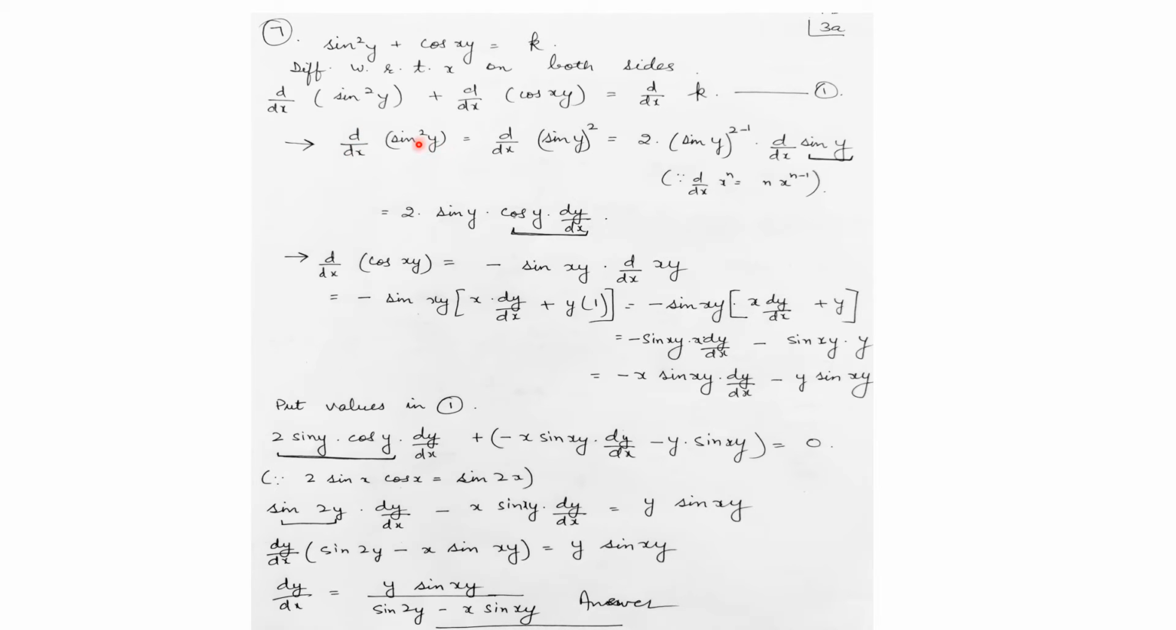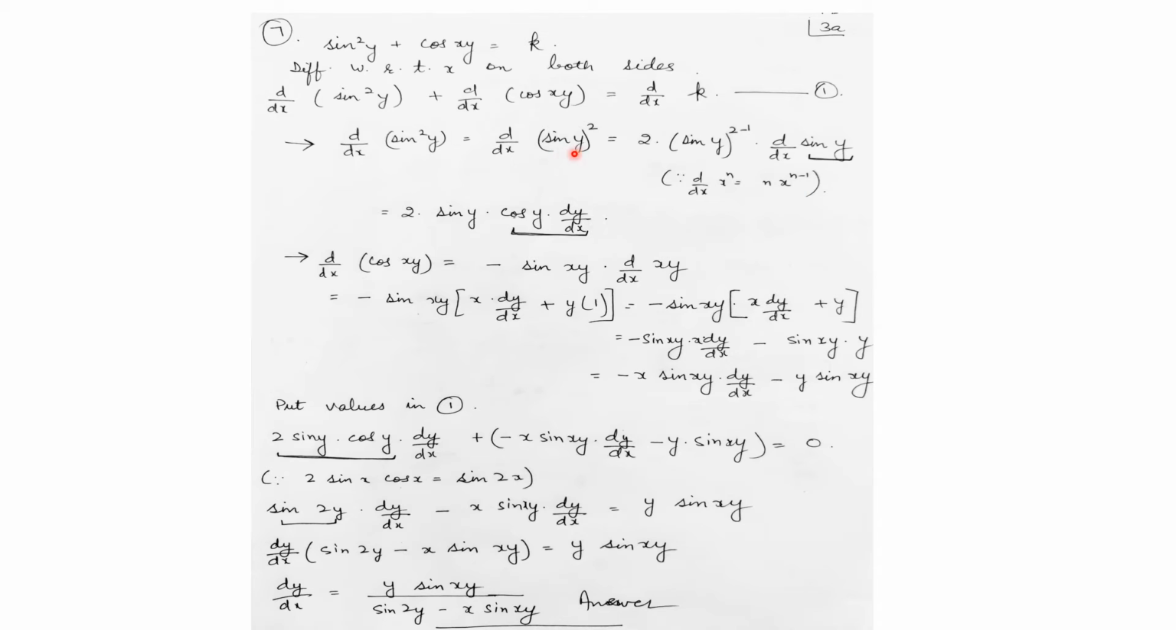This is equal to, see this square, it can be written as d by dx sin y whole square. So this sin square y can be equally written as sin y in the bracket power 2. Okay. Now how will you solve it? This sin y whole square's derivative you will calculate by this method. D by dx x power n is equal to n into x power n minus 1.